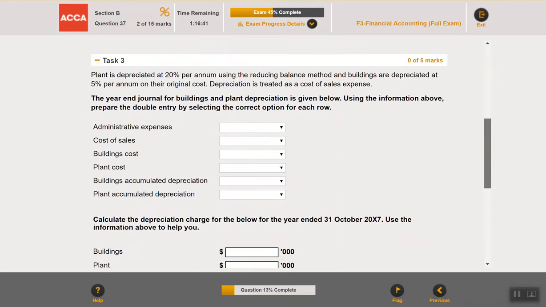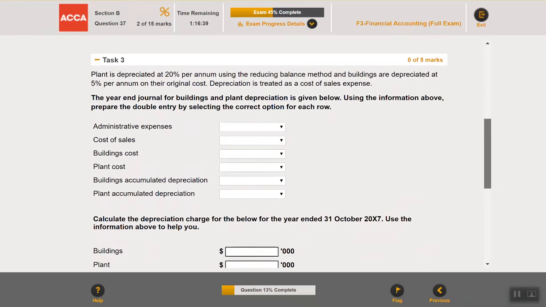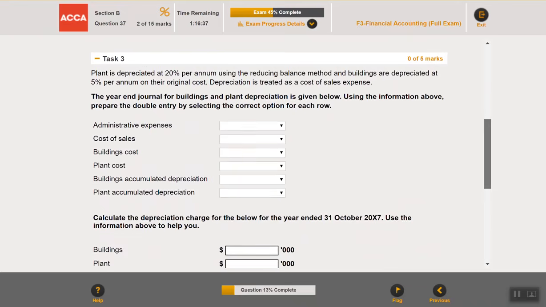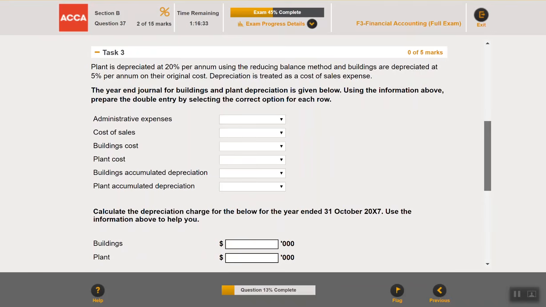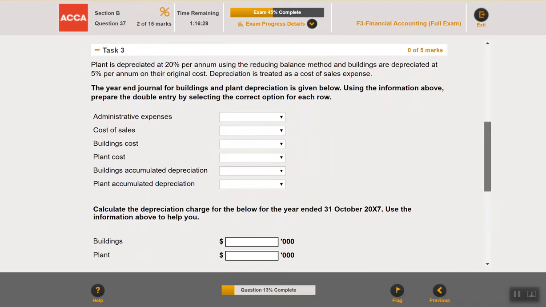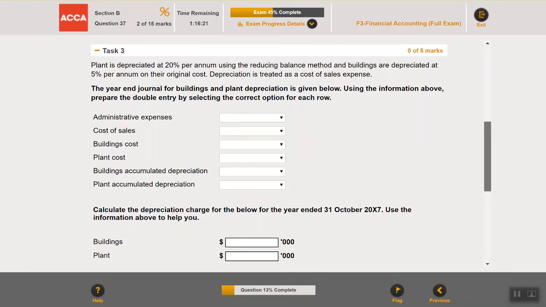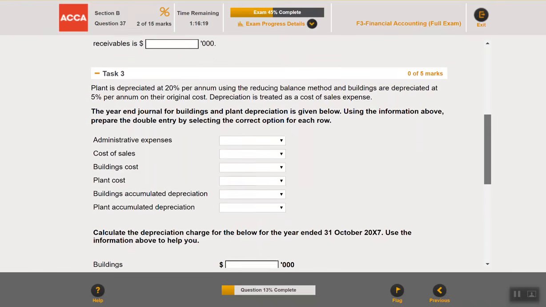So let's see. A plant is depreciated at 20% per annum using reducing balance method, and buildings are depreciated at 5% per annum on their original cost. Depreciation is treated as cost of sales. The year-end journal for buildings and plant depreciation is given below. Using the information above, prepare double entry by selecting correct option for each row.